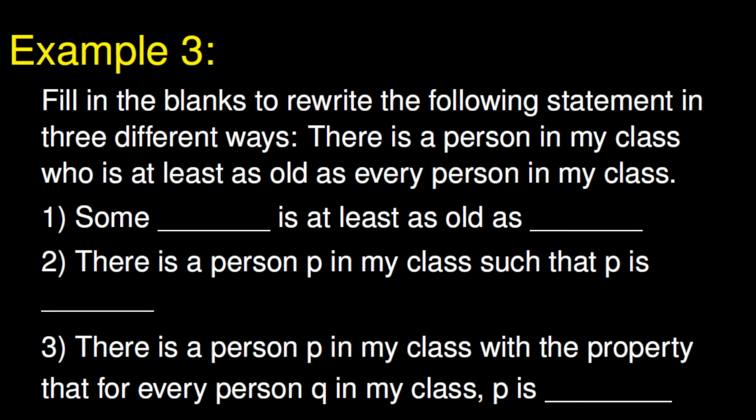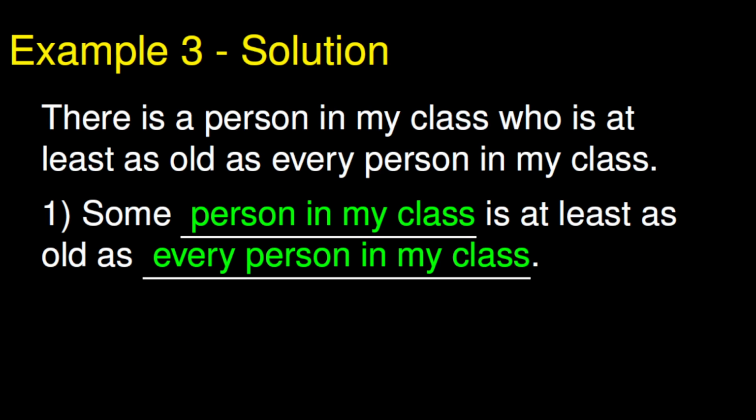In fact, since the original sentence is, there is a person in my class who is at least as old as every person in my class, we should fill the first blank with, person in my class. And we should fill the second blank with, every person in my class. The complete sentence is, some person in my class is at least as old as every person in my class.